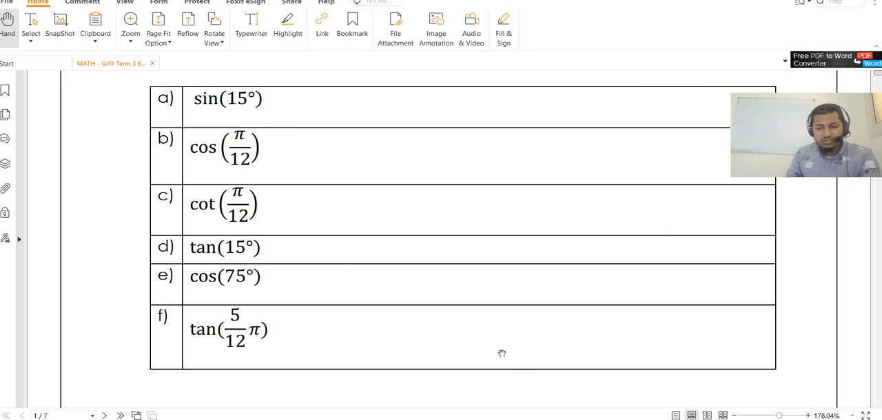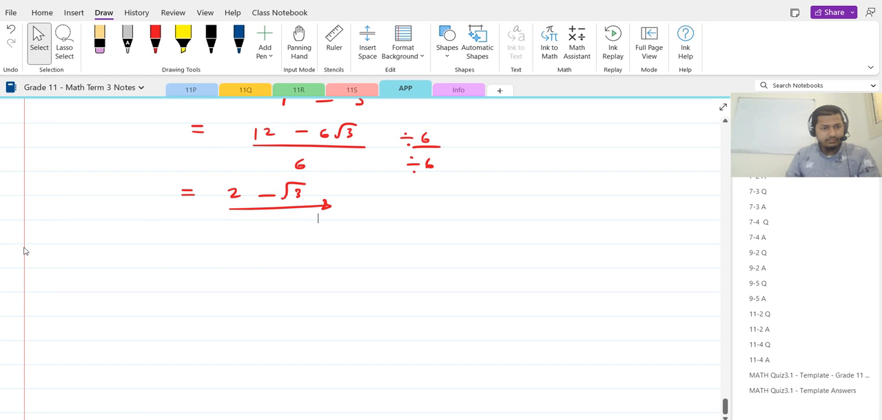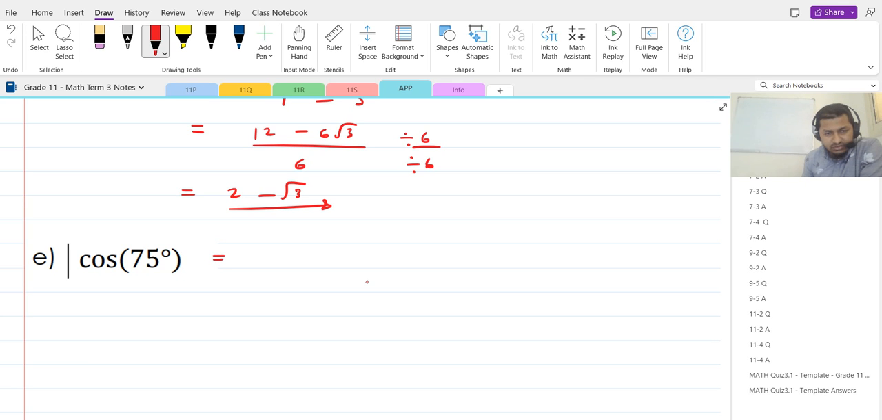We have cos of 75, easy, right? How are we going to calculate cos 75? Cos 75 is using special angles: cos of 45 degrees plus 30 degrees. So it is cos cos minus sin sin.